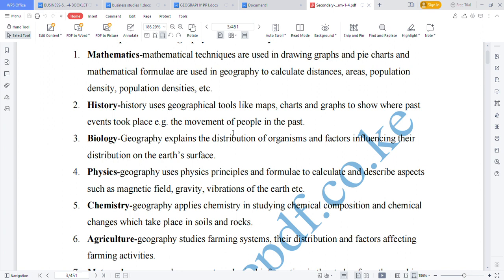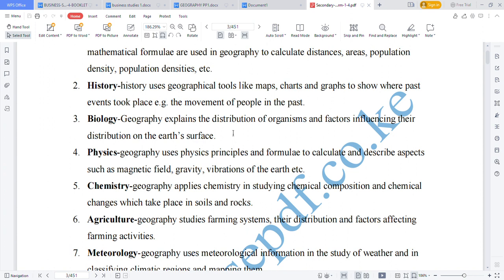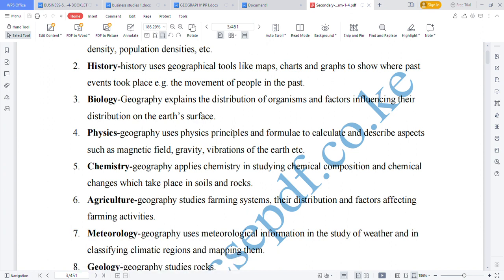Then why do you study history? Why do you need history when studying geography? History uses geographical tools like maps, charts, and graphs to show where past events took place. From the definition of history, history is the account of past events.